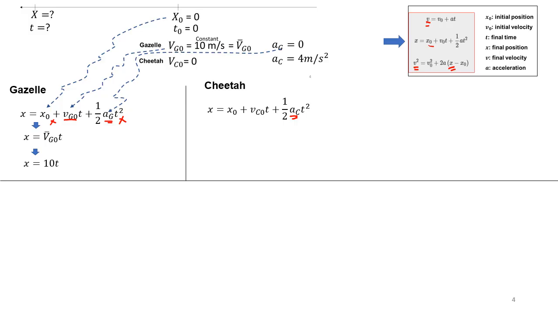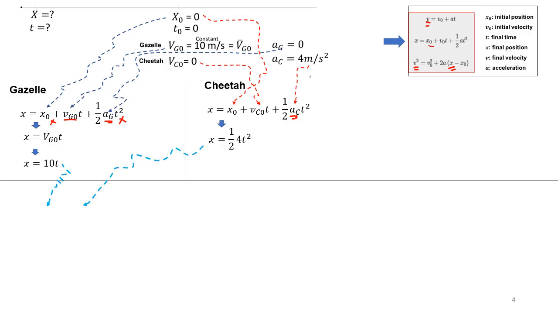I'm not writing units here just for convenience. Okay, this is 10 meter per second into t. Now in the case of cheetah, if you substitute, initial position is 0, initial velocity of cheetah is 0, acceleration is 4 meter per second square, we get x is equal to half 4t square.